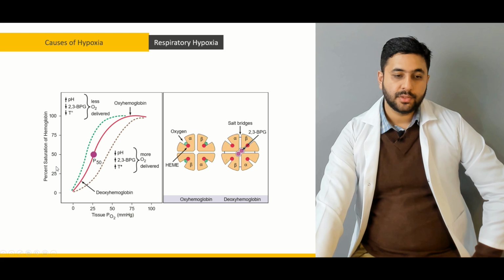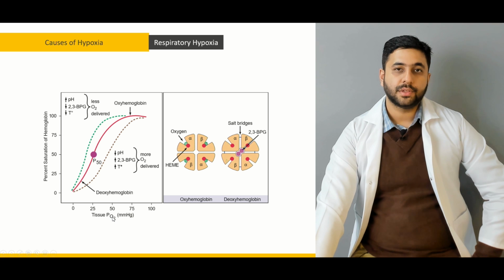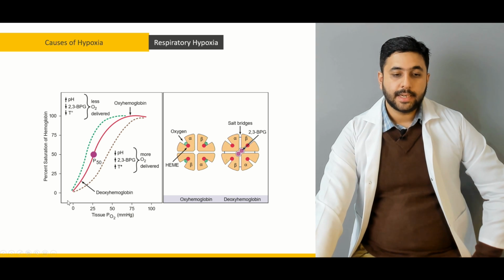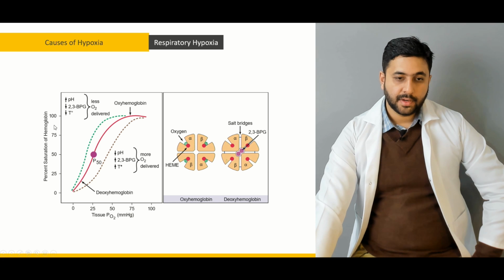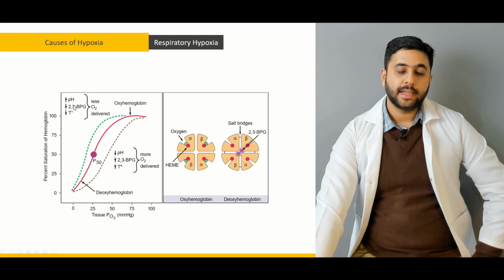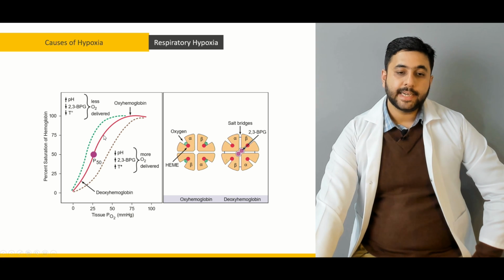Here on the y-axis you have the percent saturation of hemoglobin, and on the x-axis you have the dissolved oxygen concentration in the plasma, which is also called the partial pressure of oxygen in the plasma. Now, as you see, with the increase in the plasma oxygen concentration, the saturation of hemoglobin goes up. This point here, P50, denotes the plasma oxygen concentration at which 50% of the hemoglobin is saturated by oxygen.